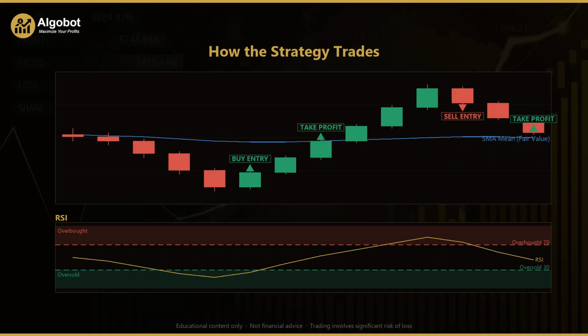So across this single chart, you've seen the complete symmetric cycle. A stretch below the mean faded with a buy, and a stretch above the mean faded with a sell, each confirmed by the relative strength index, each waiting for the reversal candle, and each targeting a return to fair value. That patient, rules-based structure is the whole personality of this strategy.